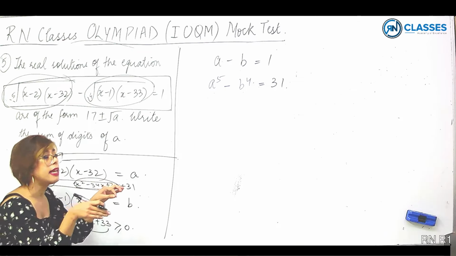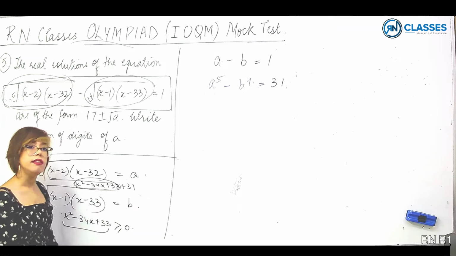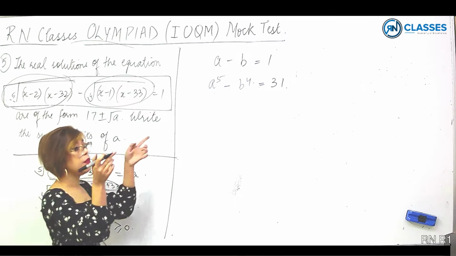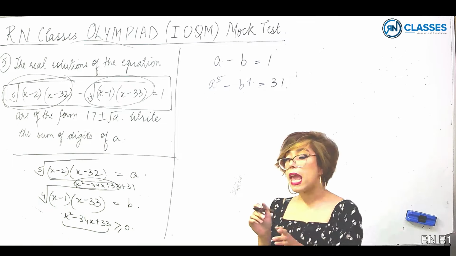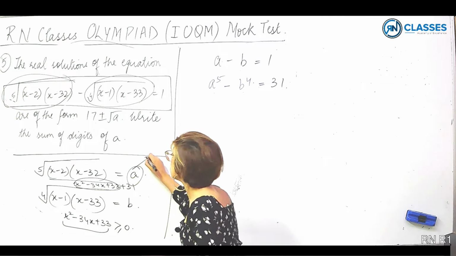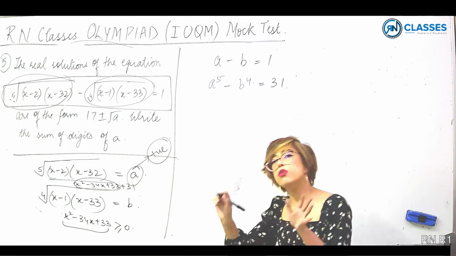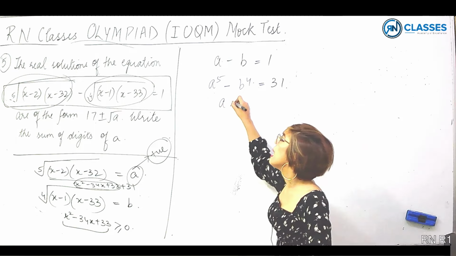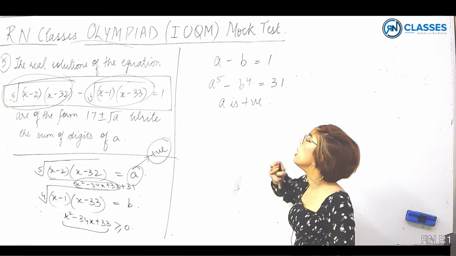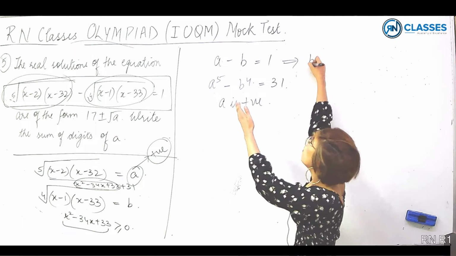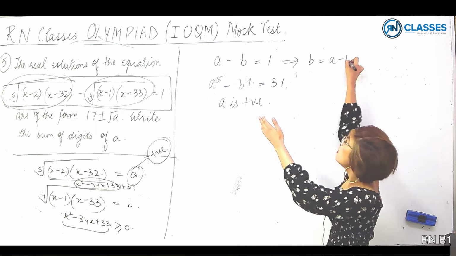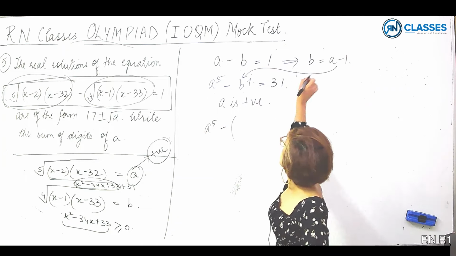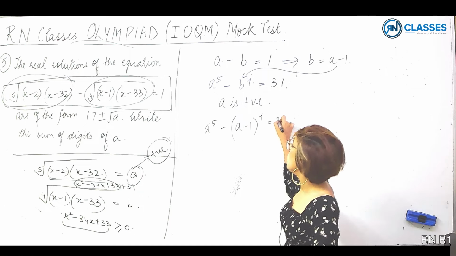Positive quantity means a positive number added. Do you think it will be a positive number? Yeah. Now the quantity inside this root is a positive number. Do you think A would be positive or negative? A would definitely be a positive quantity. Since I know something about A, I don't want B then, because I know that A is positive, which I can use. So let me try to eliminate B. Let me take out the b value from here, that is b is equal to a minus 1. Just substitute it over here. So a raised to the power 5 minus (a minus 1) raised to the power 4 equals 30.